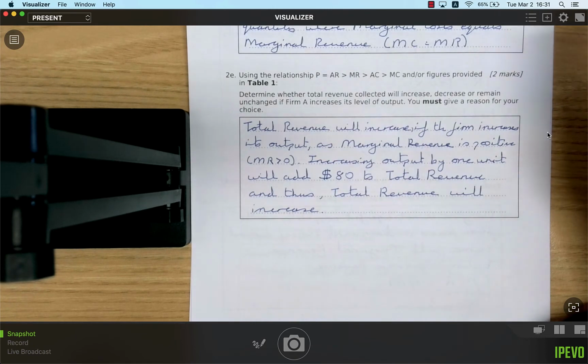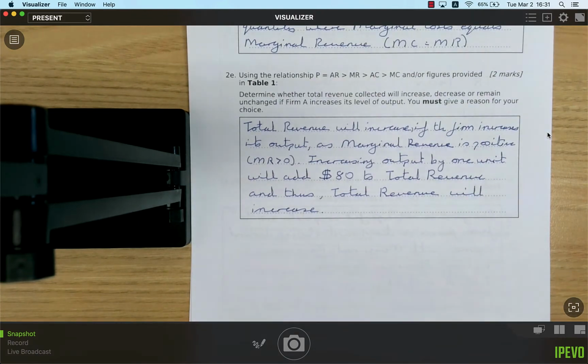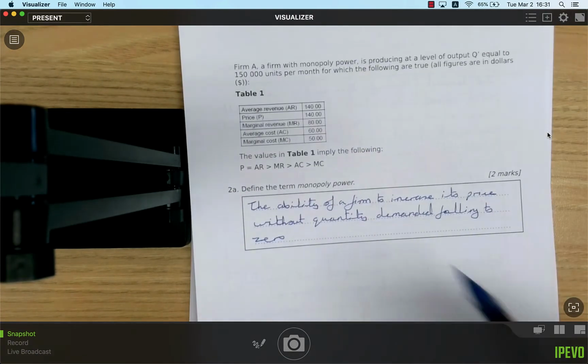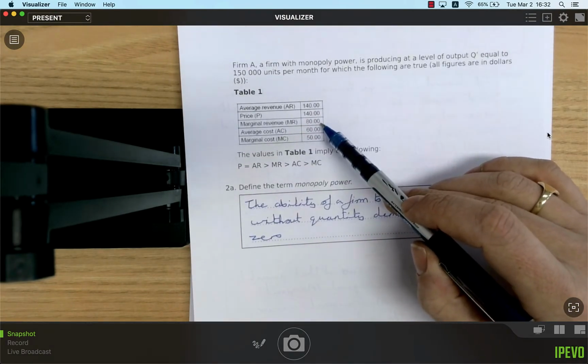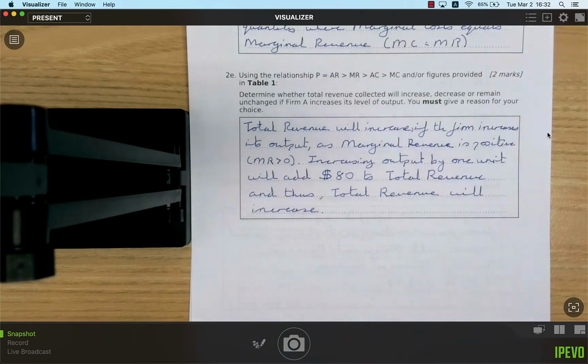Determine whether total revenue will increase, decrease or remain unchanged if firm A increases its level of output. Well, total revenue will increase. And why is that? Because we can see that marginal revenue is positive. Now it will fall and go below zero, as we said already in one of the previous questions, but it currently is greater than zero. So that means the next bit of money that they will get is $80 for the next good that they sell. So total revenue will increase if the firm increases its output as marginal revenue is positive. Increasing output by 1 unit will add $80 to its total revenue, and thus total revenue will increase.